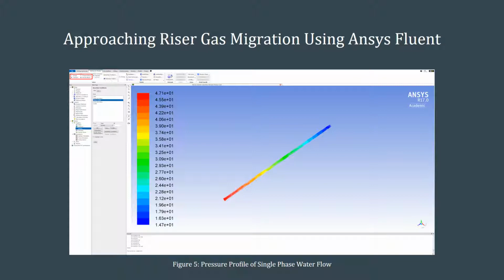The transient flow setting is used for flow calculations that will be based on time steps, and a density-based solver is best suited for flow situations involving compressible fluids, in other words, a gas. Through our research, we have found these to be the ideal solver settings for the two-phase flow we are modeling.